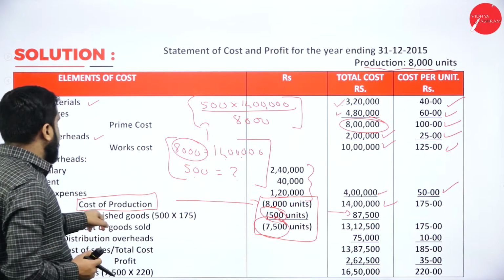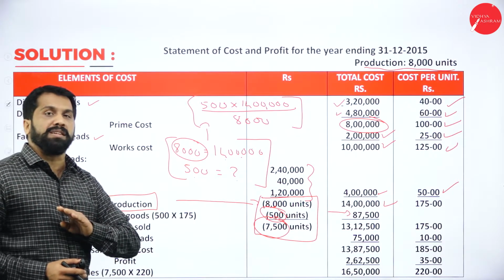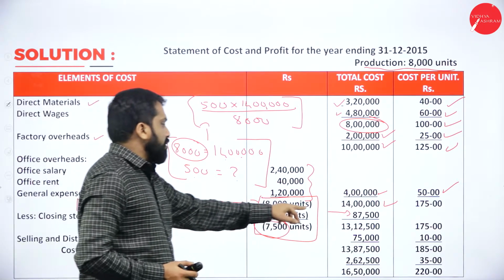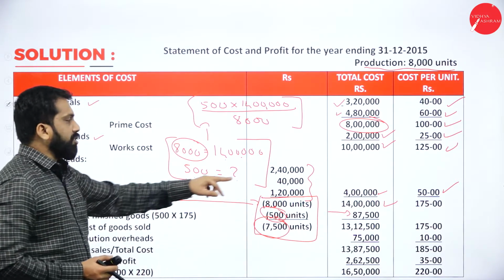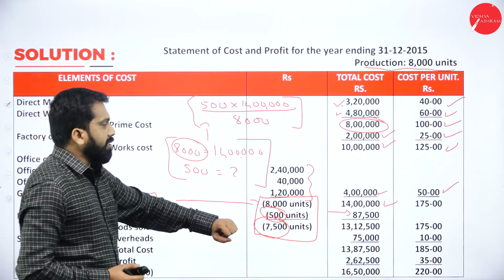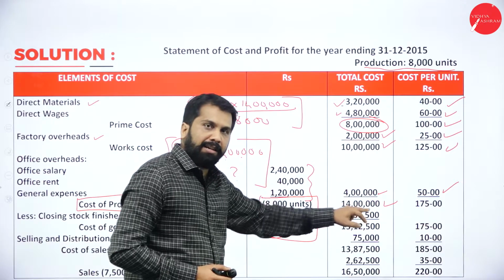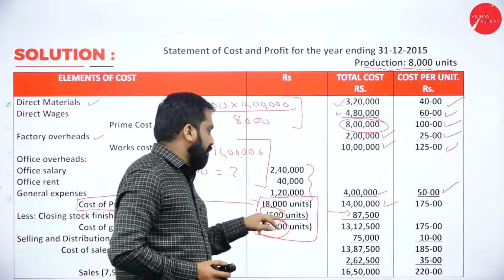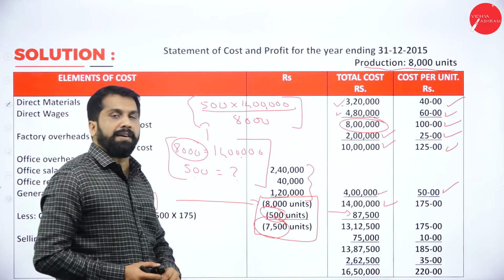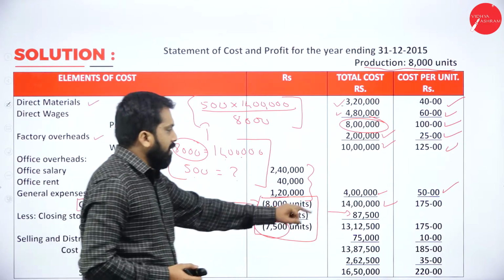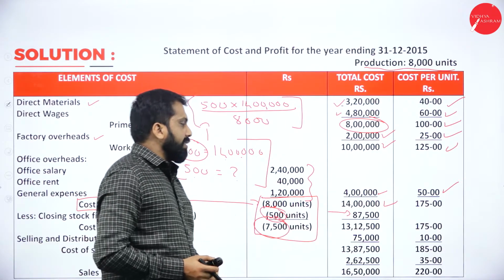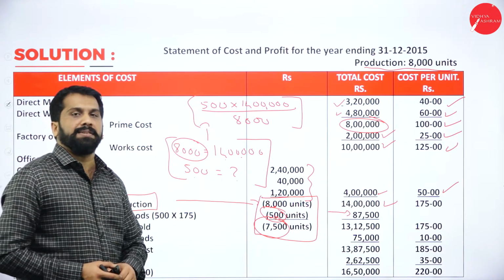Now, normally closing stock value will not be given. We should only find it out. How to find out means your cost of production value we have to compare. Now, for 8,000 units, if it is 14 lakh, how much for 500 units? How much for 7,500 units? Similar calculation, 14 lakh minus 87,500, you will get 13 lakh 12,500.